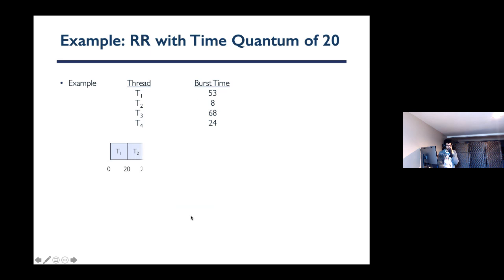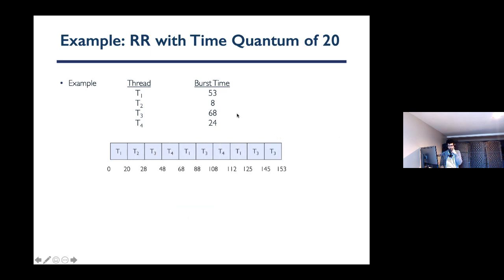Here's an example. Don't be deceived, but these are not the same time, the same length. I should have changed this last term, I forgot. If you look, the first one is 20. So let's look at the example. T1, the CPU burst is 53.